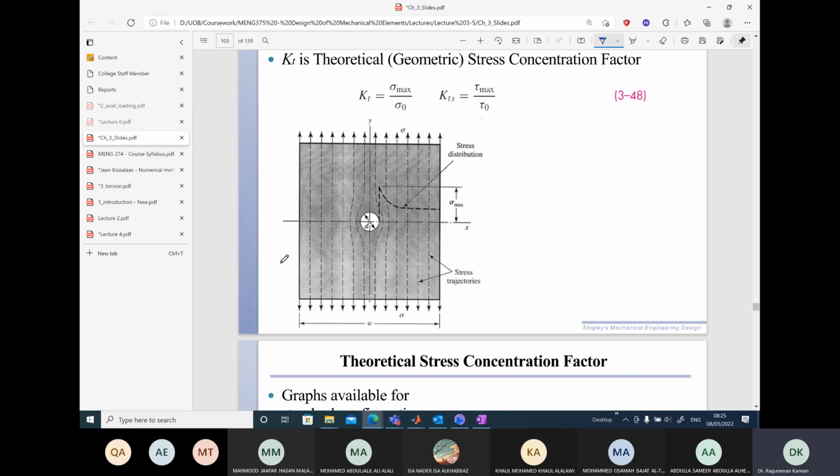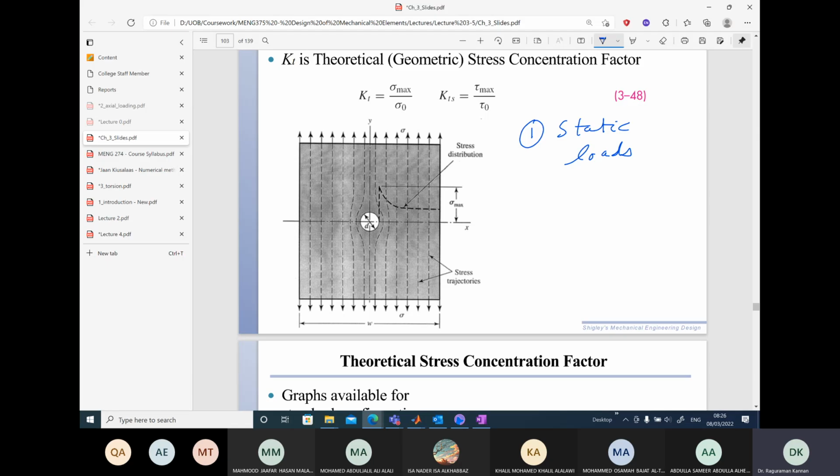Now, this stress concentration factor is for static loads, not for dynamic loads. We have different stress concentration factors in the case of dynamic loads. We will see fatigue stress concentration factors in chapter 7 on fatigue stresses. So this is particularly for static loads.